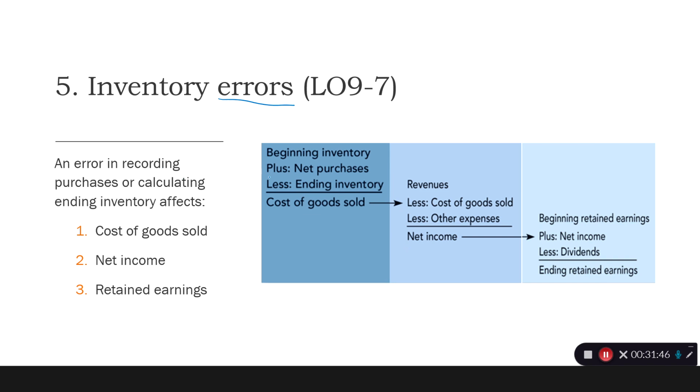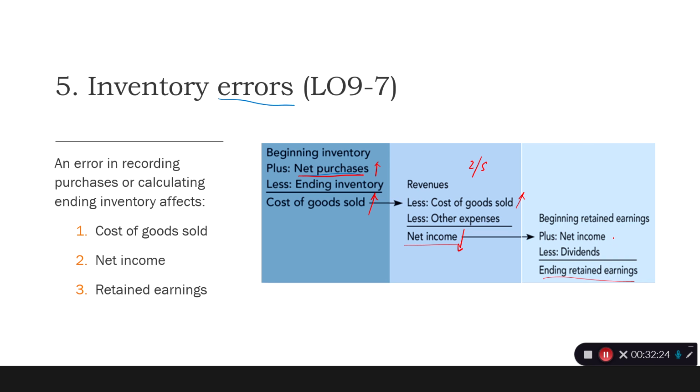If you make mistakes, no matter in purchases or in ending inventory, you can mess up a lot of stuff, right? Because there's a relationship between the cost of goods sold and net income, it can mess up retained earnings, right? So for example, if you over-recorded net purchases, that means your cost of goods sold is going to be overestimated, and then it's going to carry over to the income statement. The income statement will have too high a cost of goods sold, and you will have a low net income.